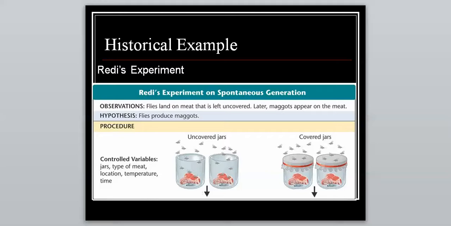The ones that aren't being changed are the jars. As you can see, they're both the same in both pictures there. The type of meat, the location, and the temperature and the time. Everything is the same except for what is being uncovered there. So uncovered meat, covered meat. That's the only difference. As you can see, the flies are getting into the uncovered meat, and the flies are not able to get to the covered jars.